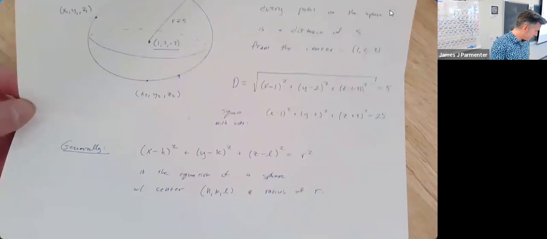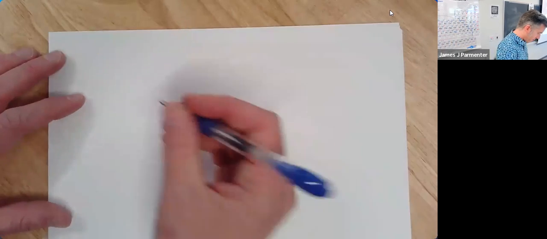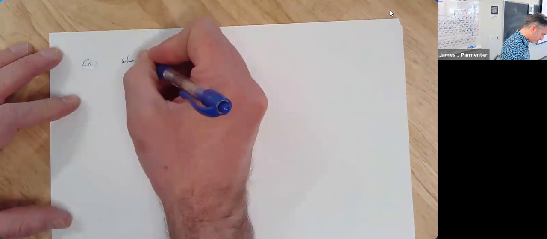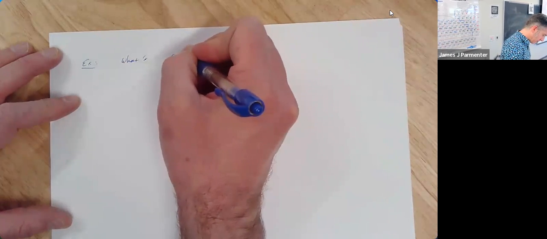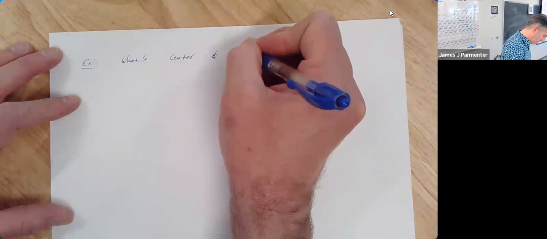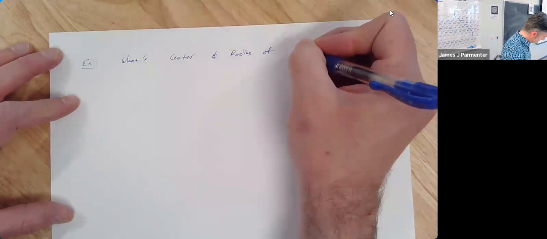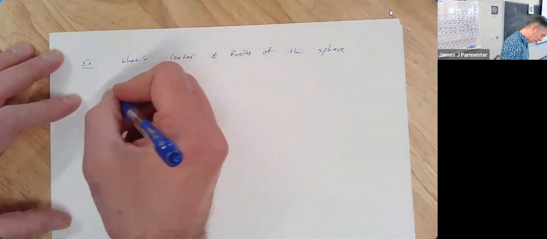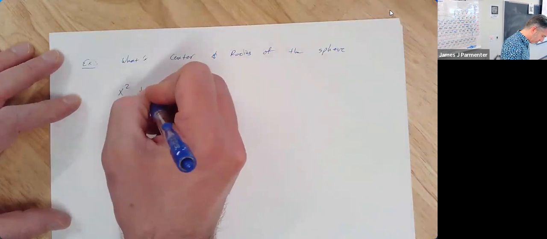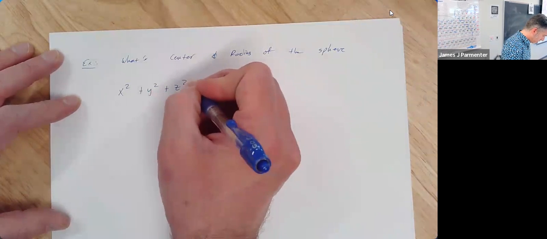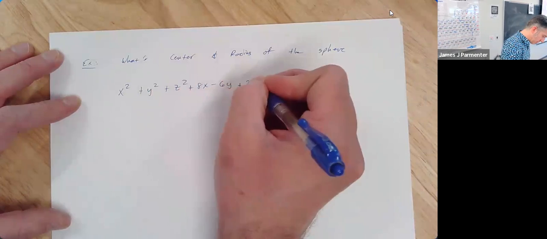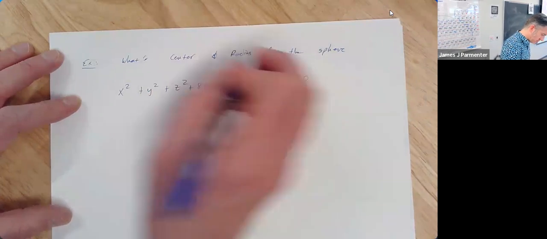Okay, got a few minutes left. So then let's talk about the kinds of questions we like to ask. So we like to ask the kinds of questions like, what's the center and radius of the following sphere? We're gonna make it nice. No, we're gonna make this x squared plus y squared plus z squared plus 8x minus 6y plus 2z plus 17 equal to 0.